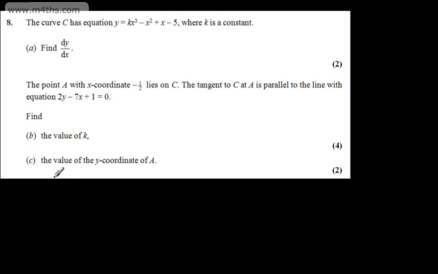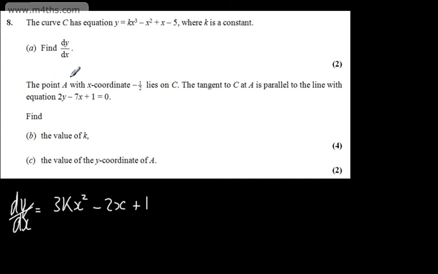So all we're doing is differentiating both sides of the equation with respect to x. Remember, k is just a constant, it's just a number. So dy by dx on the left. If I differentiated x cubed, I would get 3x squared. So if I differentiate kx cubed, I'm going to get 3kx squared. If I differentiate x squared, I get 2x, so we're going to have minus 2x. If I differentiate x, I'm going to get 1, so I'll have plus 1. If I differentiate a constant, I'm going to get 0. So this is my expression for dy by dx: 3kx squared minus 2x plus 1.